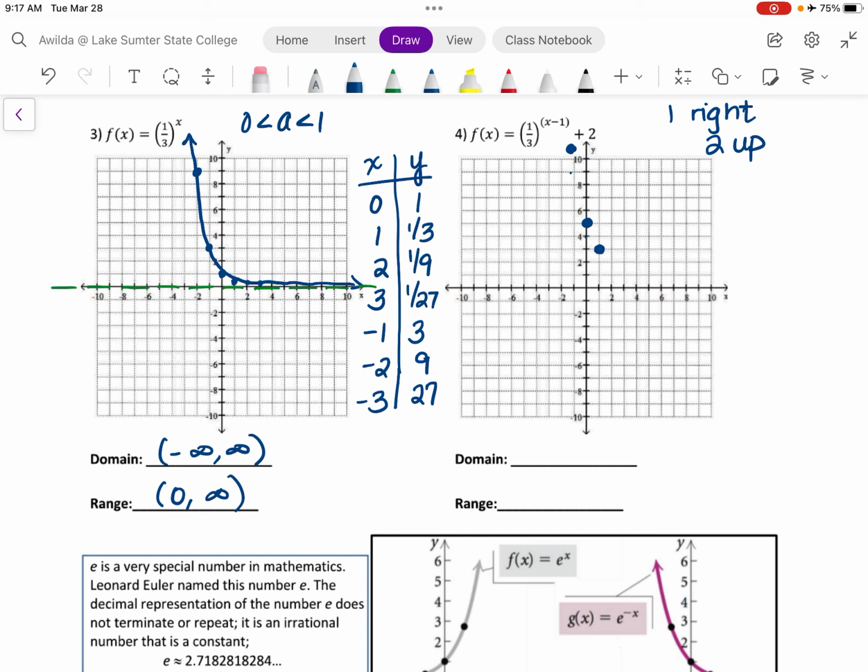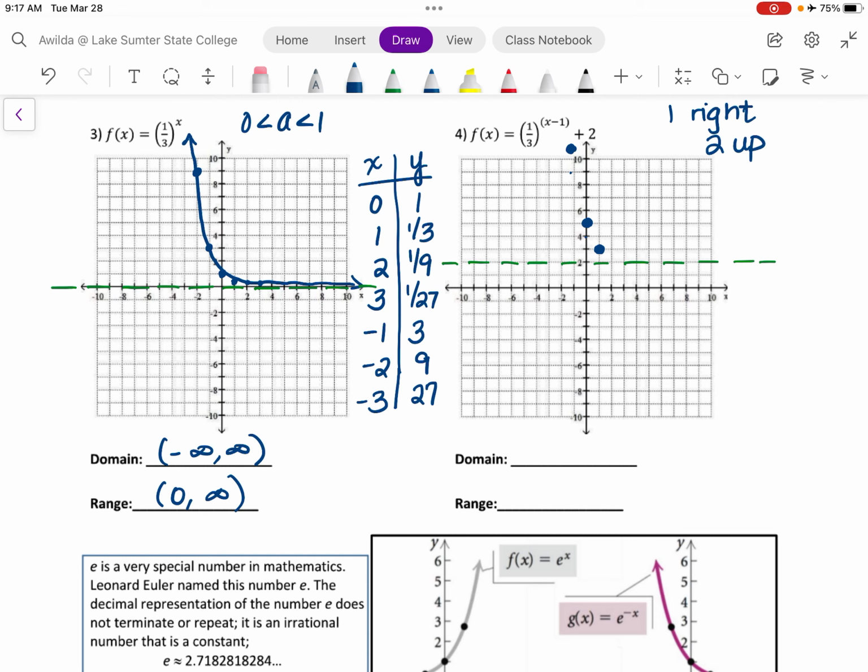Now to get the rest of this graph, I'm going to think about that original horizontal asymptote, which was at the x-axis. It's going to have to move up 2 units. So it's actually going to be at the y = 2 line. And anytime you're dealing with exponential functions or logarithmic functions, which we'll discuss later on in this module, those asymptotes are going to be really helpful in getting the correct shape of the graph.